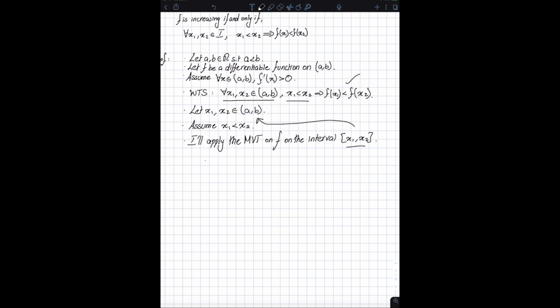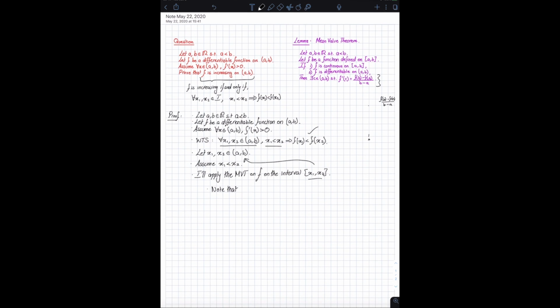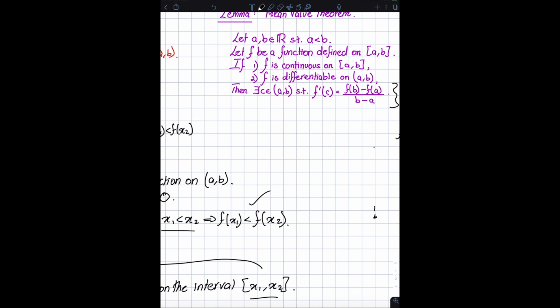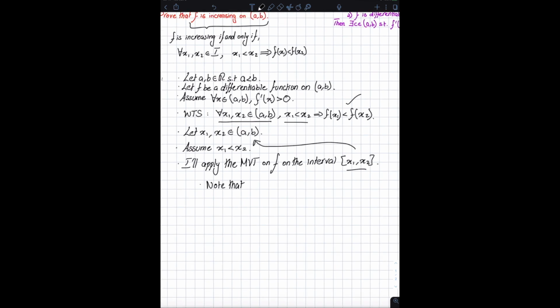So the first thing we need to do is verify the hypothesis. So I'm going to begin by verifying the hypothesis. Just to remind you, we need to verify that f is continuous on, in this case, the closed interval [x1, x2], and differentiable on the open interval (x1, x2). So first I'm going to verify differentiability.